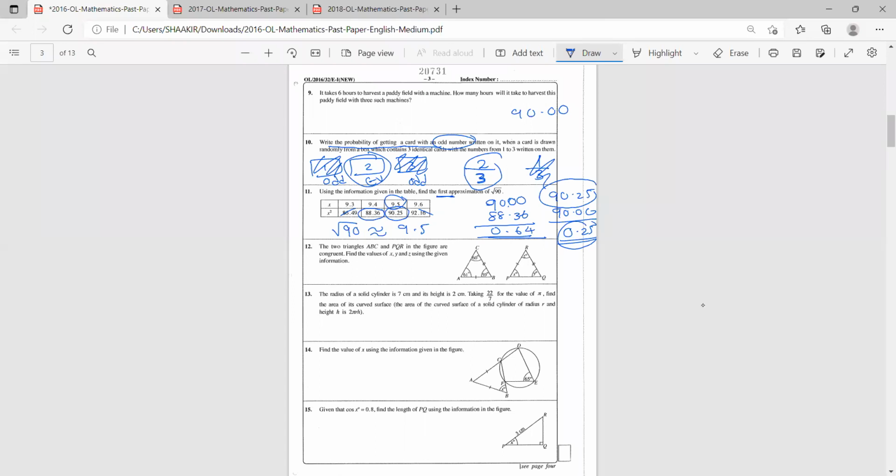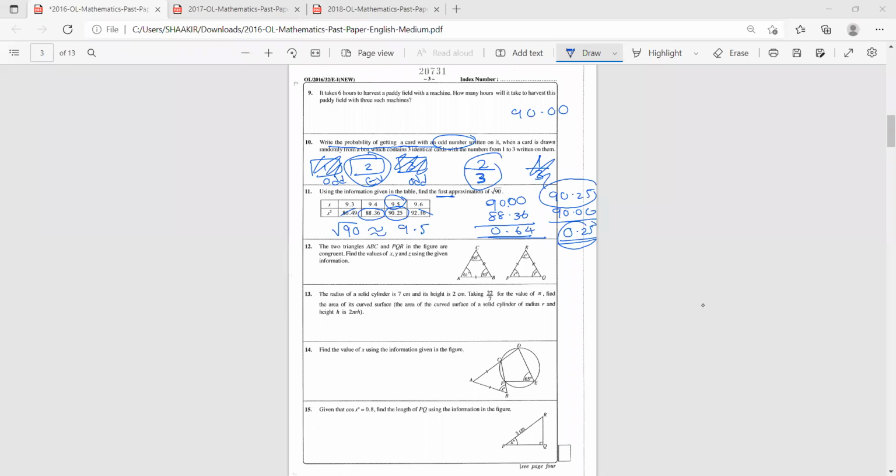In question number 12, they have given two triangles. And they are saying, the two triangles ABC and PQR in the figure are congruent. So congruent means you all know similar triangles. That means all three sides and all three angles will be equal. If they give you two triangles and ask you whether the two triangles are congruent, we can prove it under 4 cases, right? SSS, SAS, AAS and RHS. You all know those 4 cases which you have studied in unit 5.